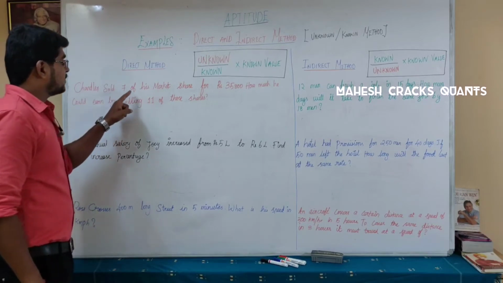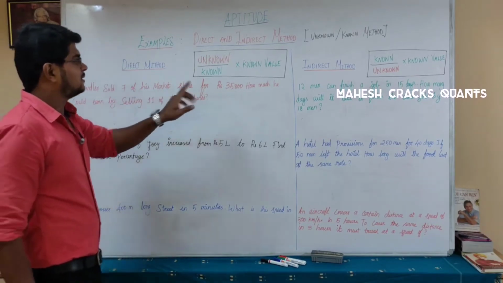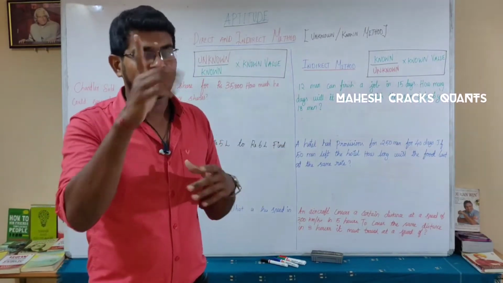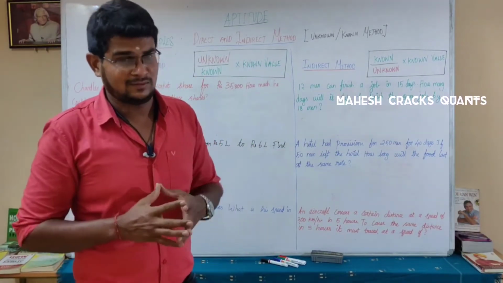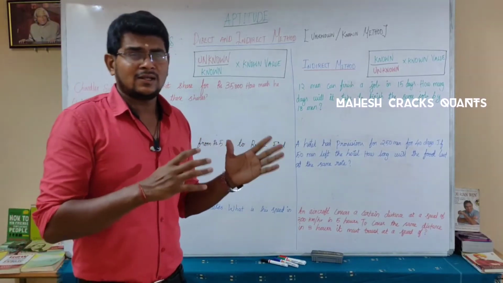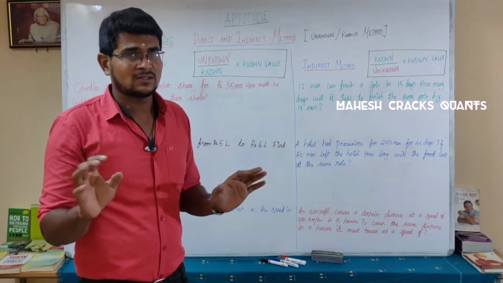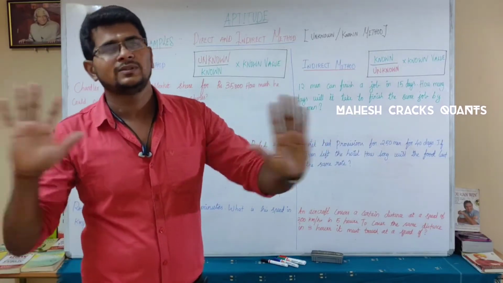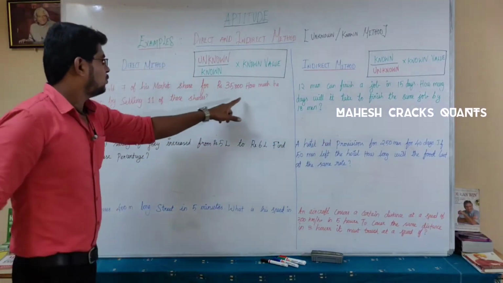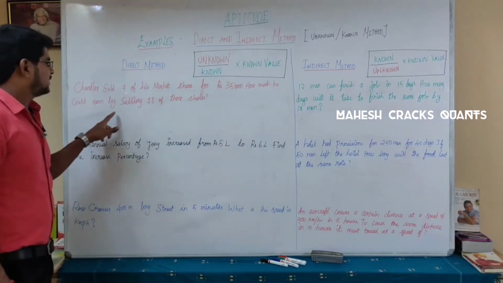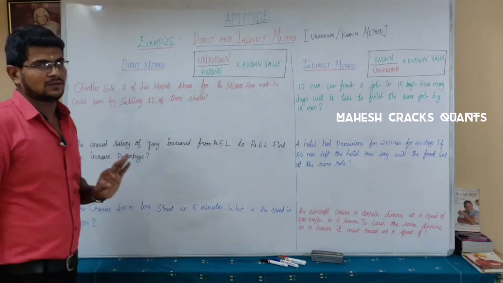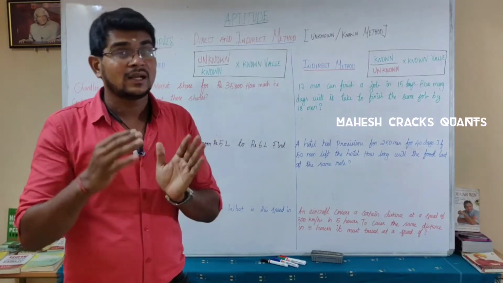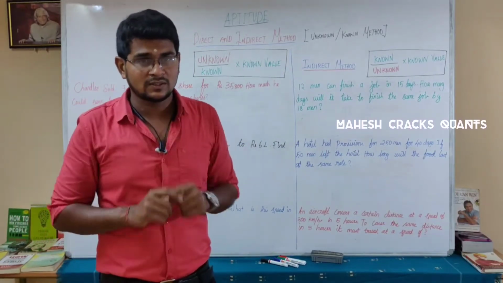Chandler sold 7 of his market shares for rupees 35,000. So what did you understand? Chandler, you know that person Chandler in the series Friends. He sold 7 shares for rupees 35,000. How much could he earn by selling 11 of those shares? The question is how much he could earn by selling 11 of those shares. Did you understand the question?